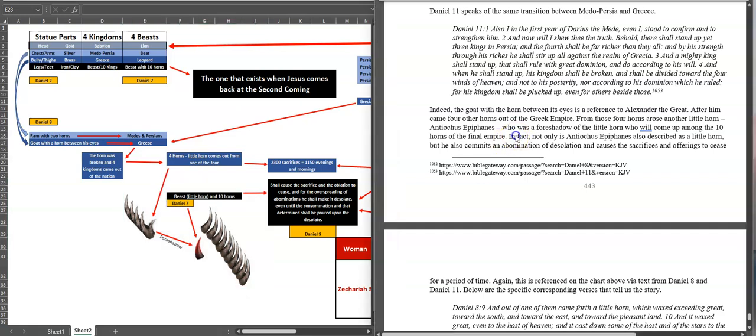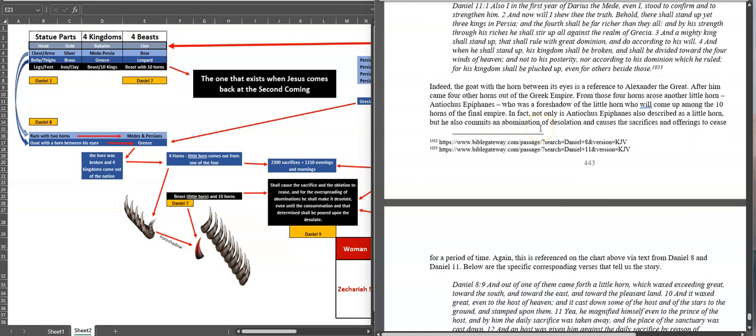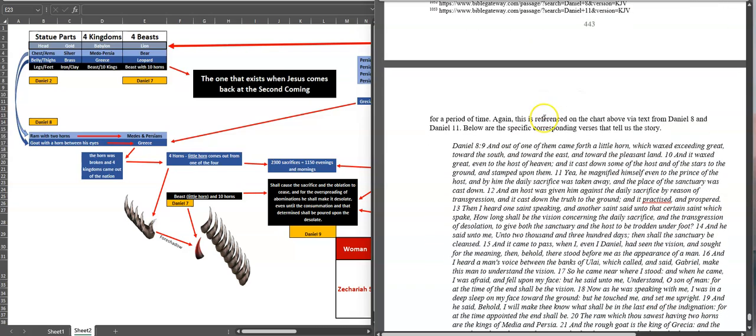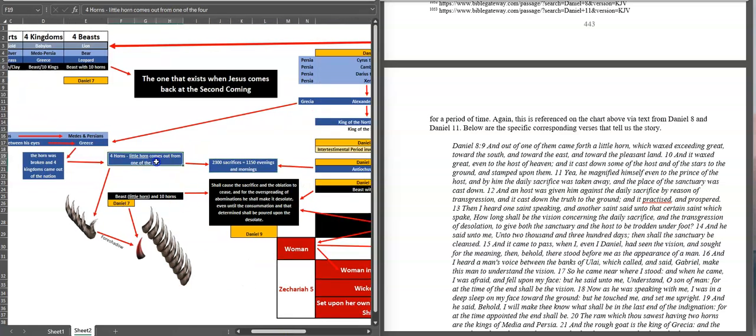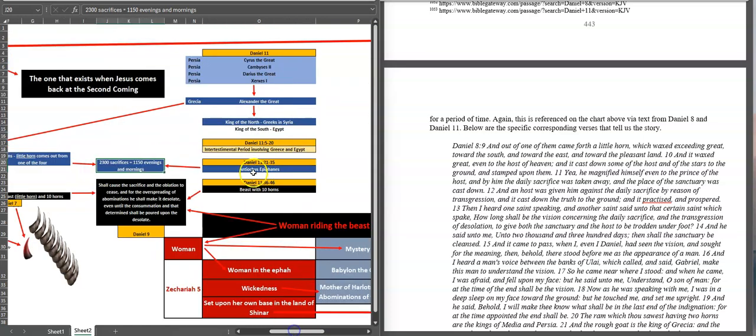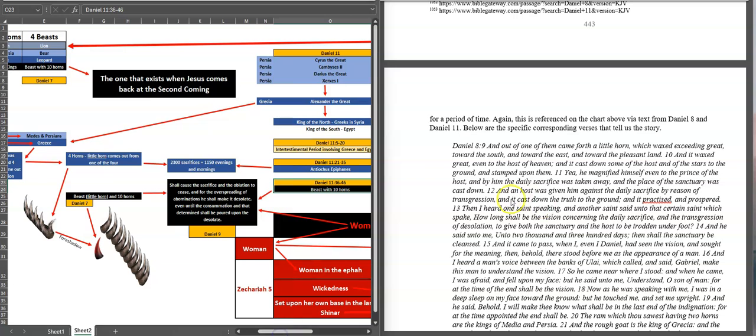In fact, not only is Antiochus Epiphanes also described as a little horn, but he also commits an abomination of desolation that causes the sacrifice and offerings to cease for a period of time. And that is here. If we continue with our arrows, he's the little horn that comes up among the four, and he caused an abomination of desolation that lasted for 2,300 sacrifices. That is spoken of in Daniel 11:21 through 25, the foreshadow of which comes in the very next verses in Daniel 11:36. That's the abomination of desolation from the beast from Revelation 13.